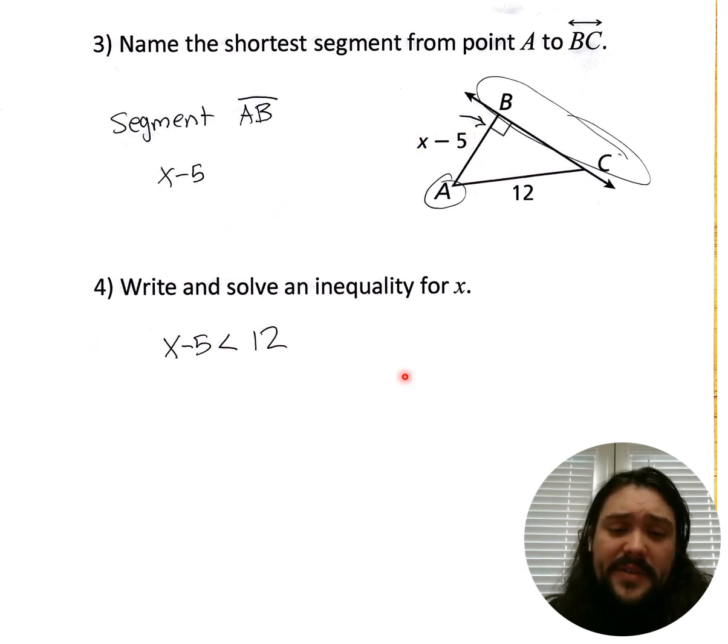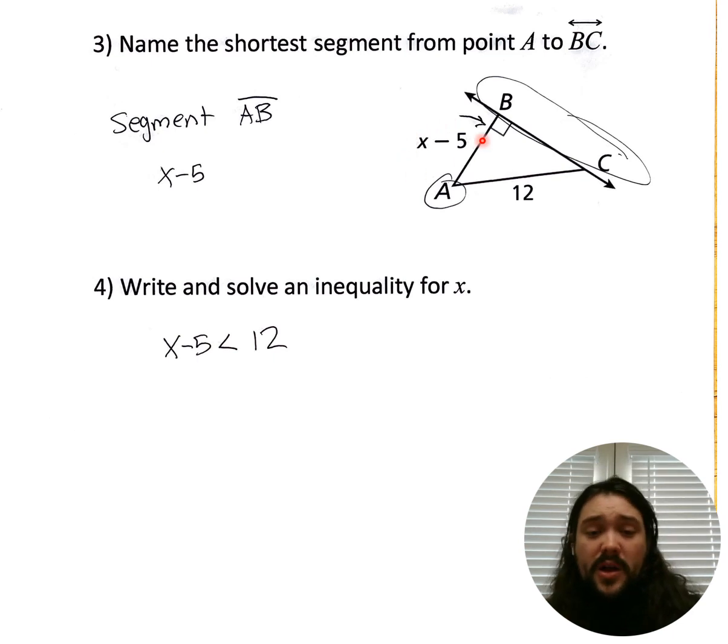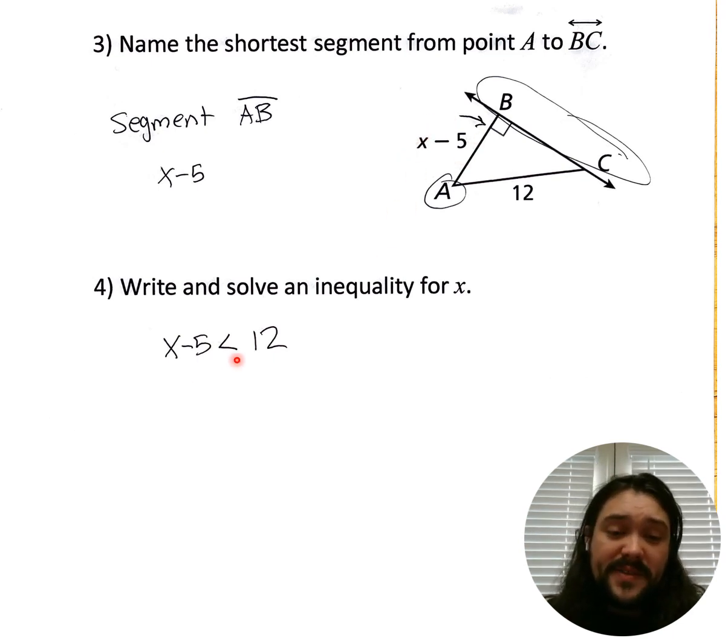Now, let's write and solve an inequality for x. So I know that this has to be the shortest side. 12 has to be larger than x minus 5. 12 cannot be smaller than x minus 5, or x minus 5 has to be smaller than 12.